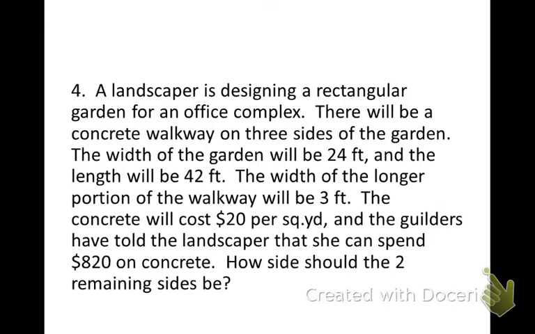Alright, word problem. A landscaper is designing a rectangular garden for an office complex. There will be a concrete walkway on 3 sides of the garden. The width of the garden will be 24 feet and the length will be 42 feet. The width of the longer portion of the walkway will be 3 feet. The concrete will cost $20 per square yard, and the should be builders instead of gilders. So, have told the landscaper that she can spend $820 on concrete.